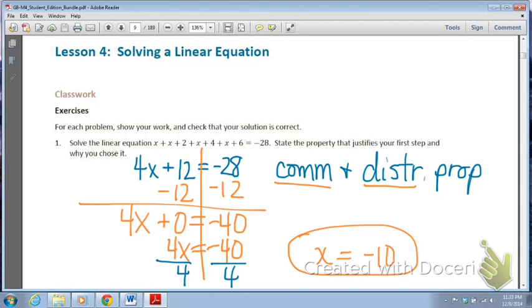And that was the division. Well, first we used the subtraction property of equality, and then we used the division property of equality. And x equals negative 10.